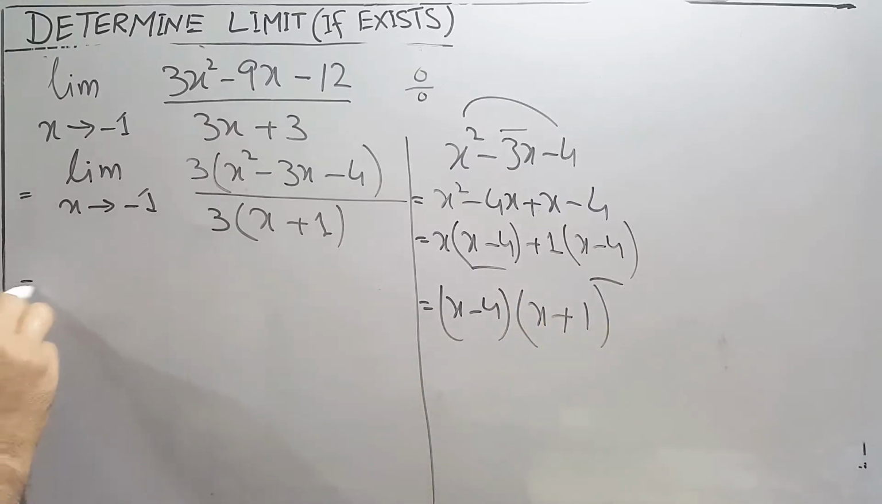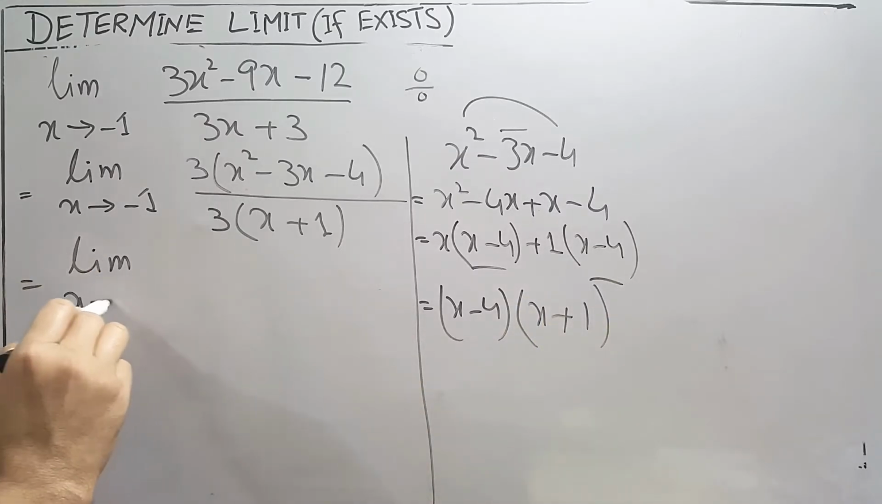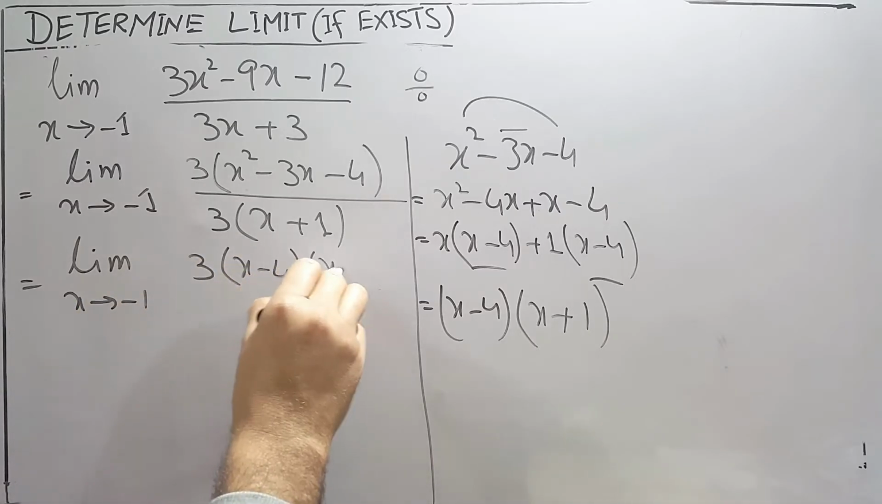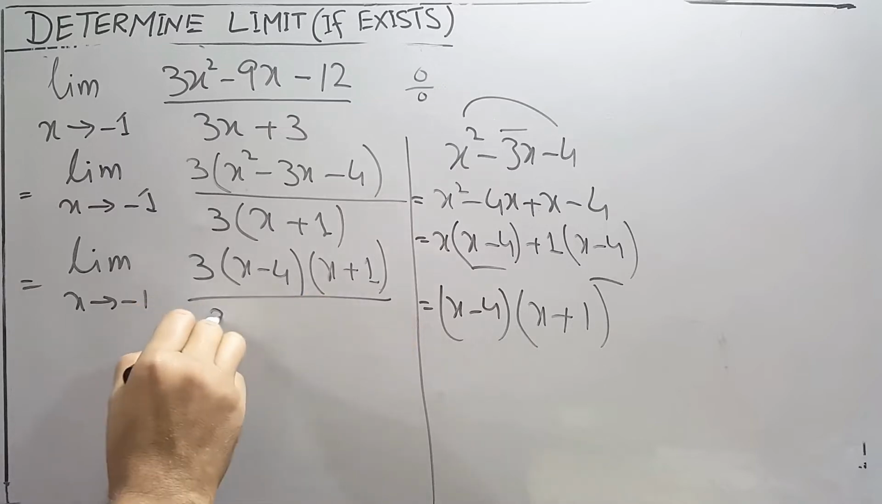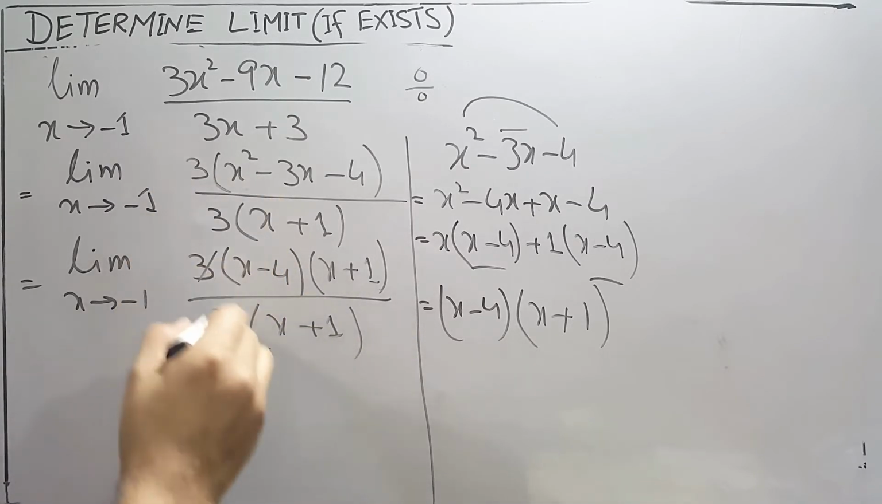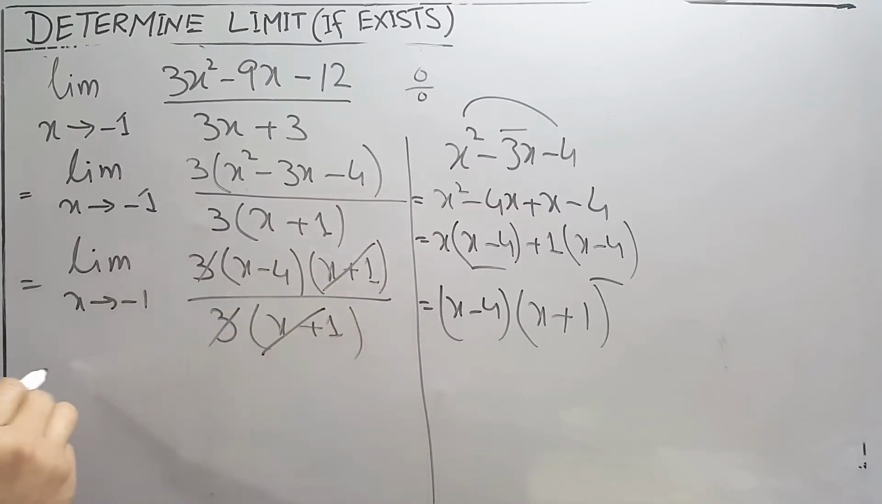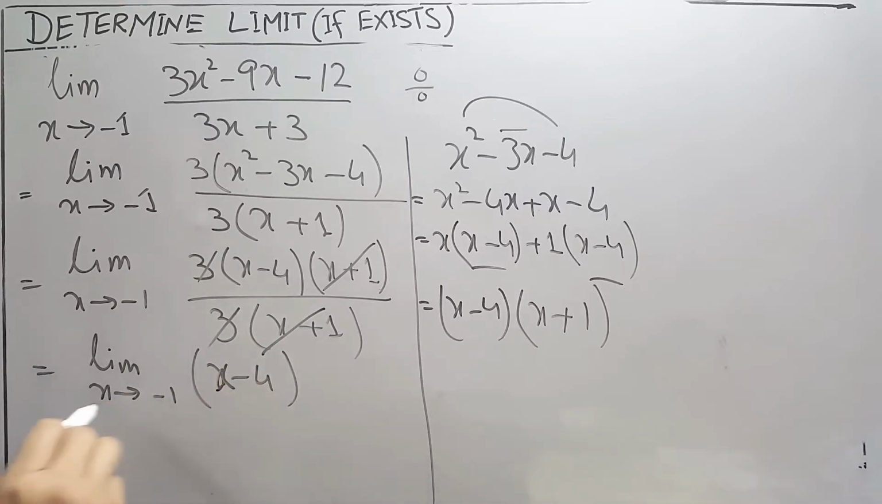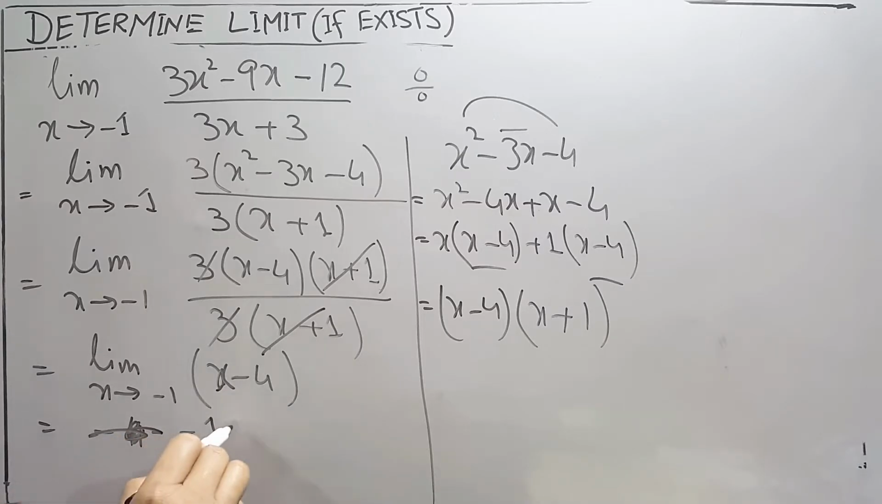So you can write this down now. Limit x approaches minus 1, 3 times x minus 4 times x plus 1 divided by 3 times x plus 1. We can cancel 3 from here, and you can cancel this one. So the only limit that we have to apply is on x minus 4. So that is minus 1 minus 4, which gives us minus 5.